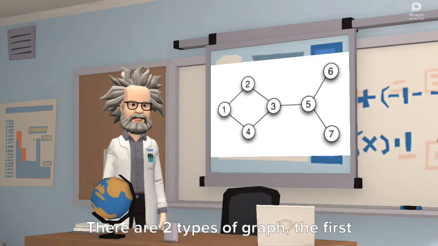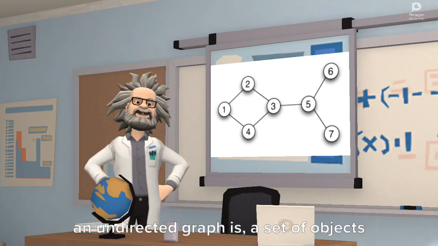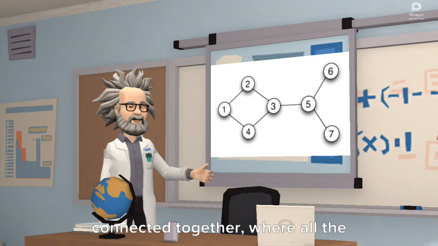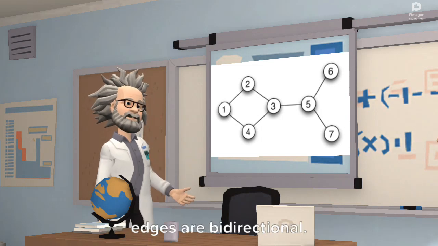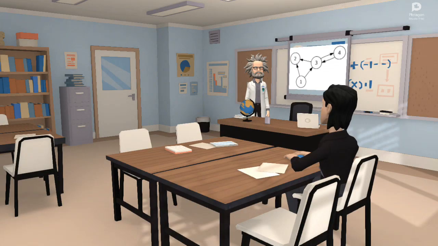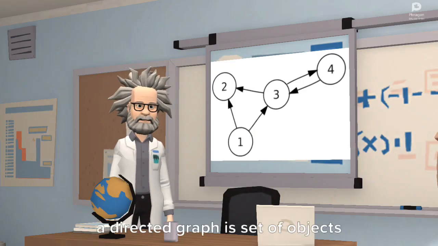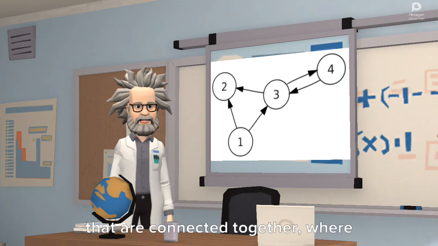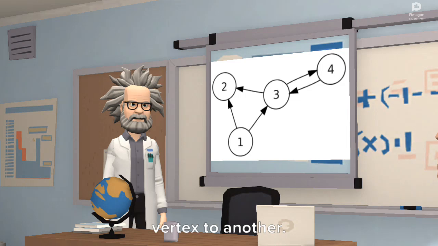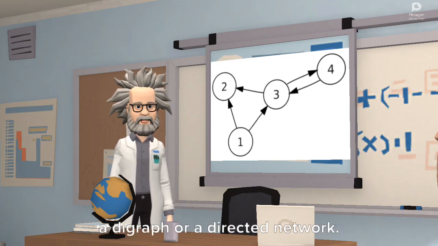There are two types of graph. The first is undirected graph. An undirected graph is a set of objects called vertices or nodes that are connected together, where all the edges are bidirectional. An undirected graph is sometimes called an undirected network. The second is directed graph. A directed graph is a set of objects that are connected together, where all the edges are directed from one vertex to another. A directed graph is sometimes called a digraph or a directed network.